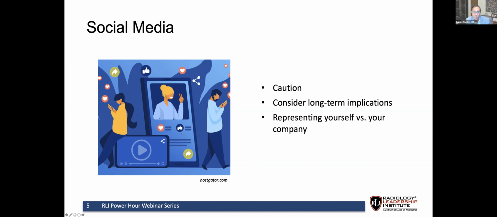But realize that more and more as you move up the ladder, you're going to be representing not just yourself, but your company, your team, and many other stakeholders and institutions that are going to have a really vested interest in what it is that you say.